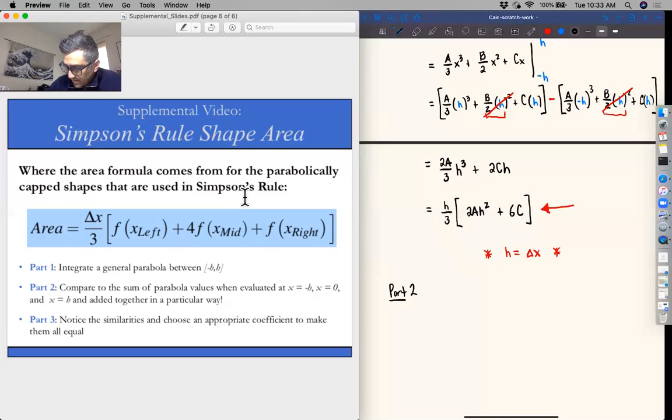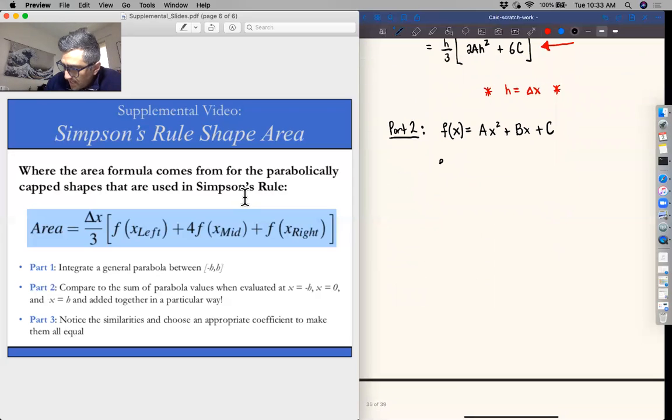Part 2: if we have a function for that parabola, f of x equals ax squared plus bx plus c, and we know the x values at x equals minus h, x equals 0, x equals h, we can plug those values into this general parabola. So next, let's go ahead and do that. We're plugging in the value at, let's say, h. If you plug h into this parabola, we'll get a times h squared plus bh plus c.